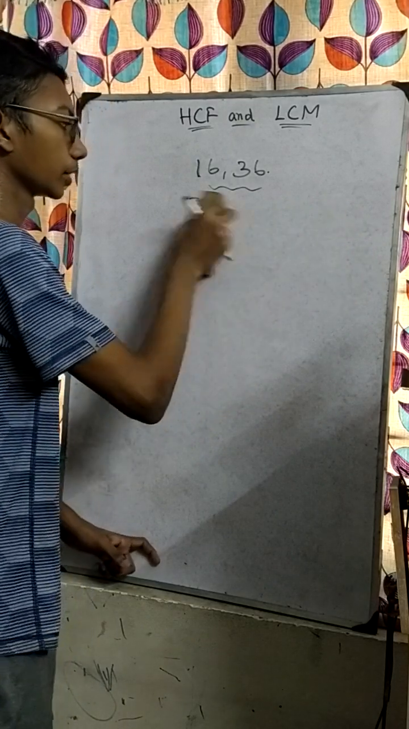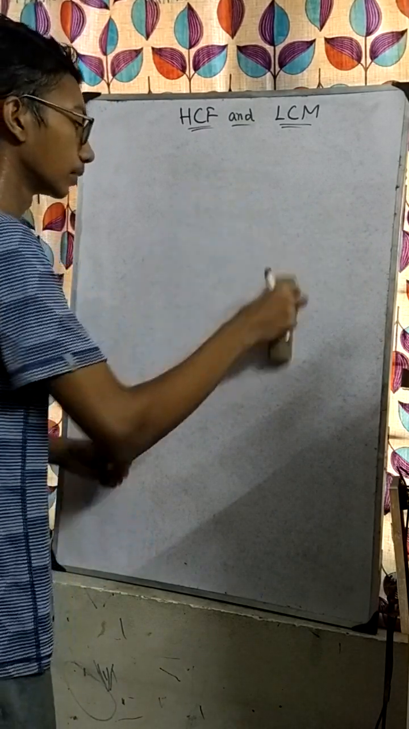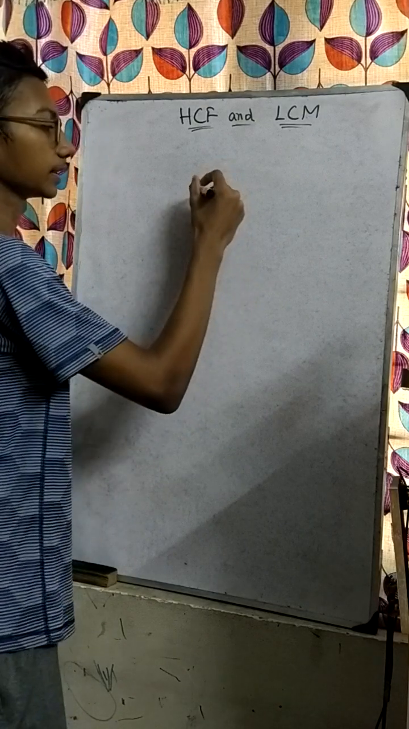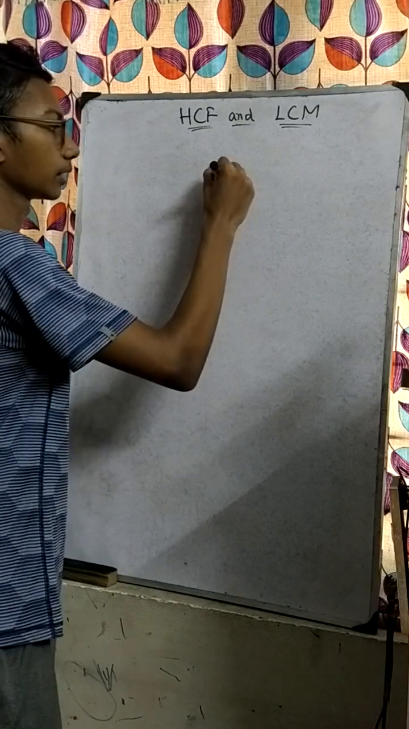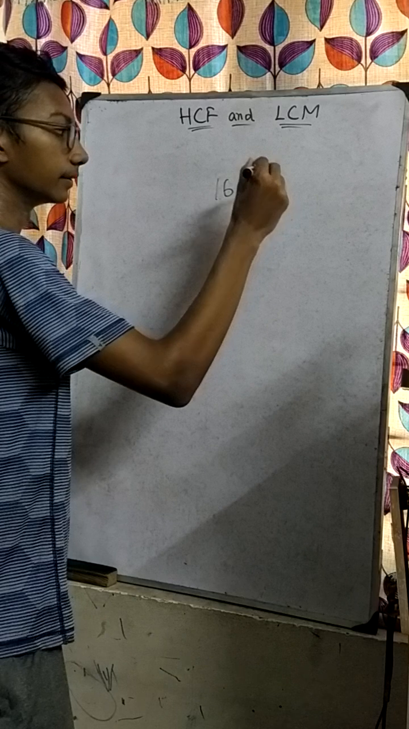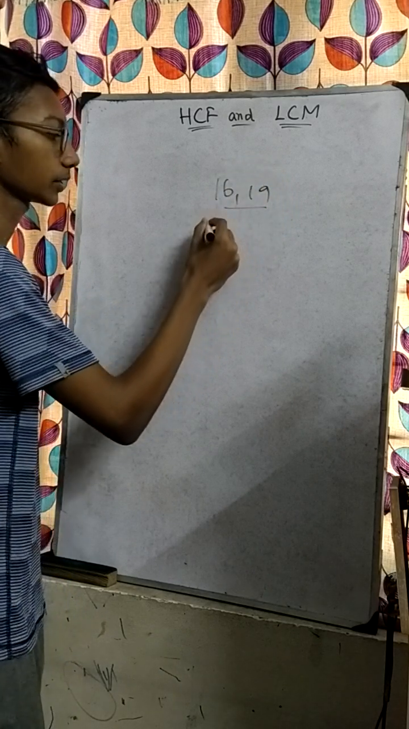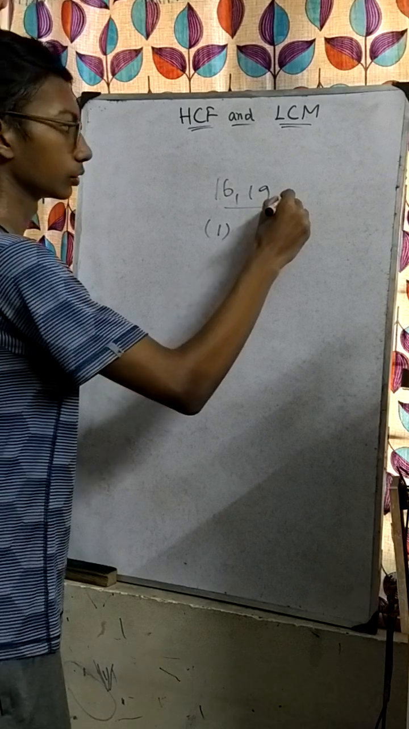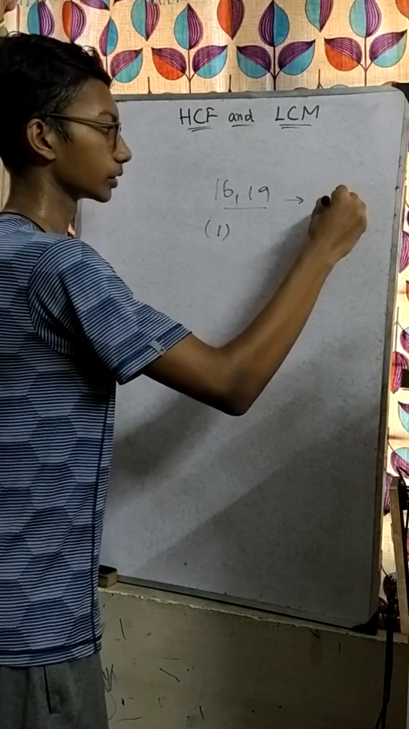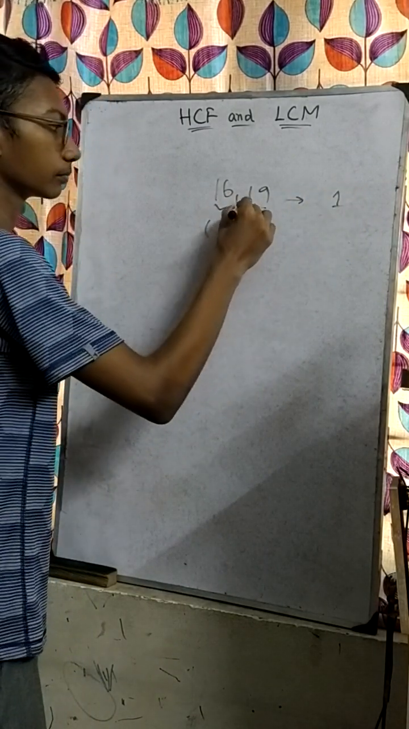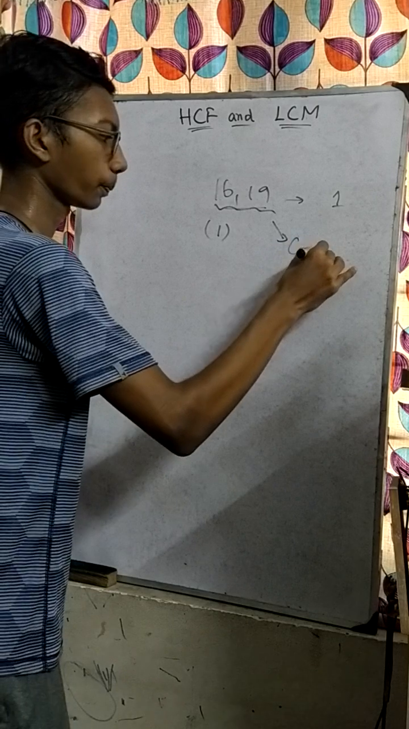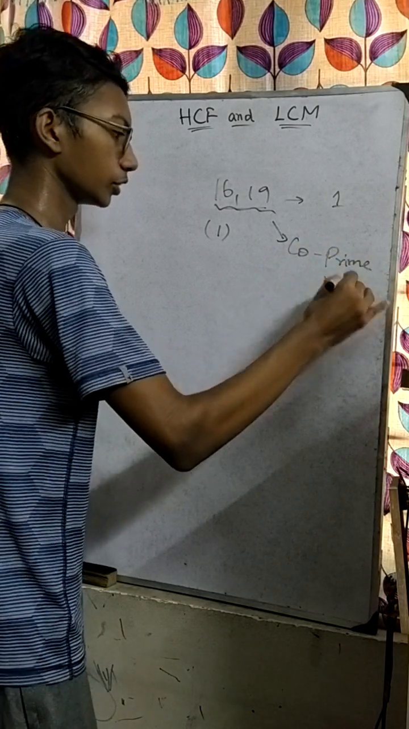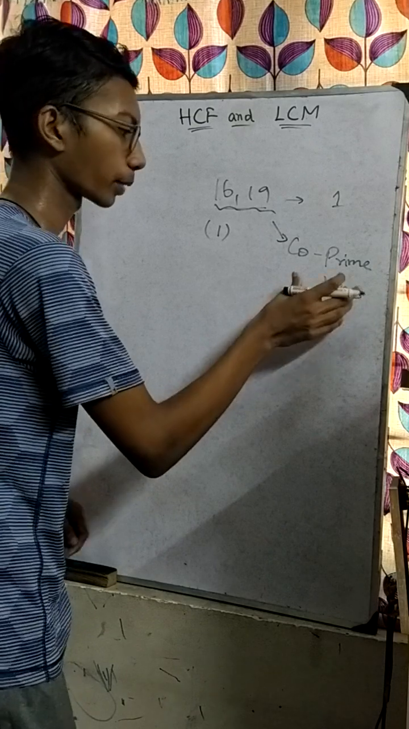Another important thing about HCF is, let's say we have two numbers that have no common factors other than 1. Let's say we have numbers like 16 and 19. The common factor is only 1. So the HCF of these two numbers is 1, which means these two numbers are called co-prime numbers.